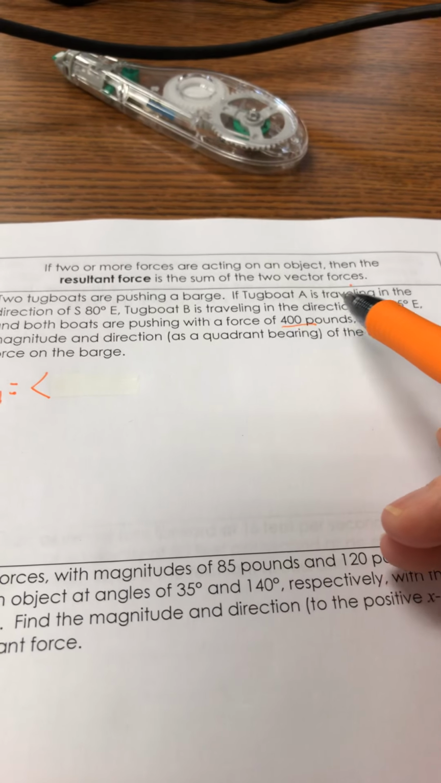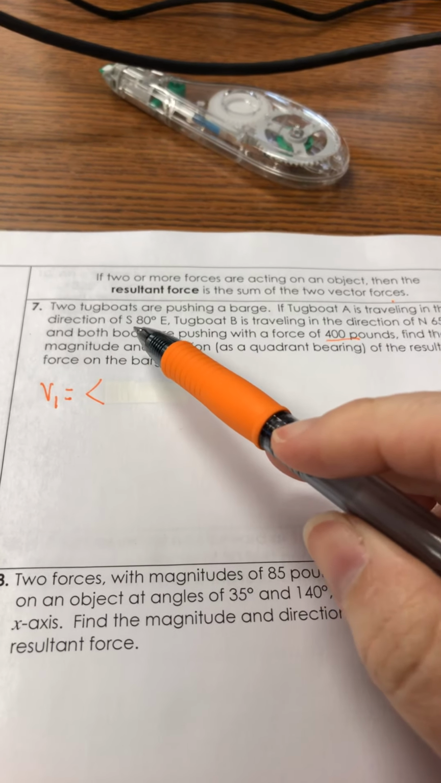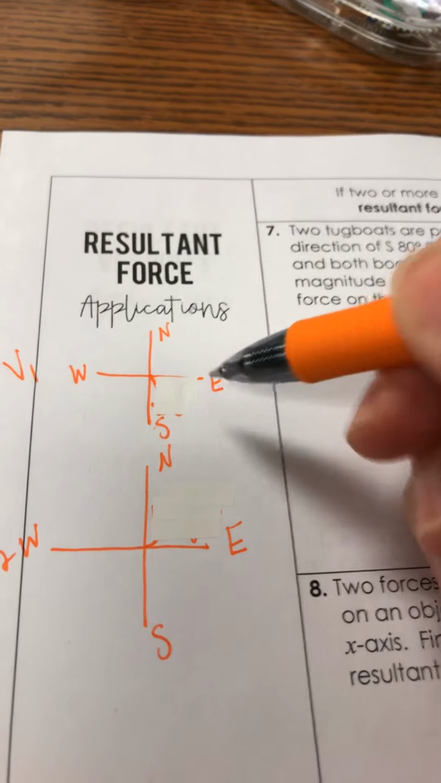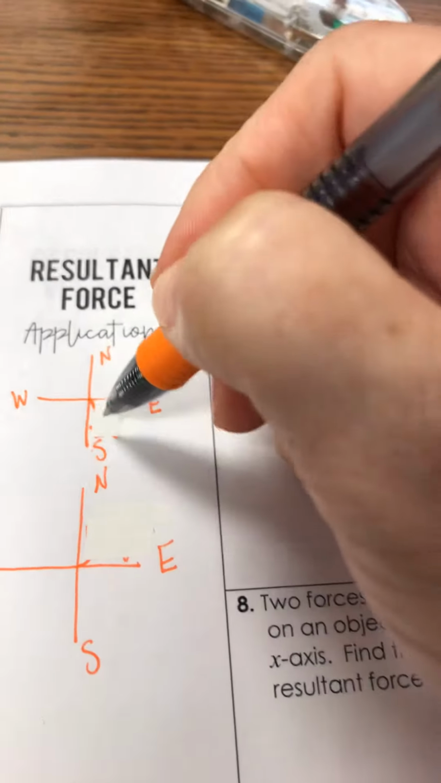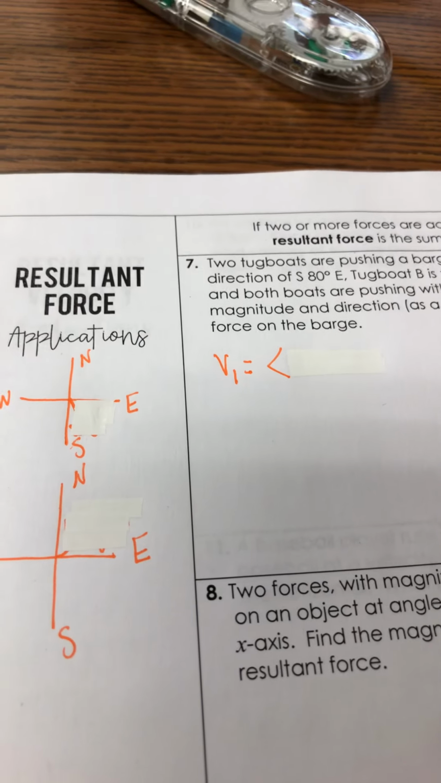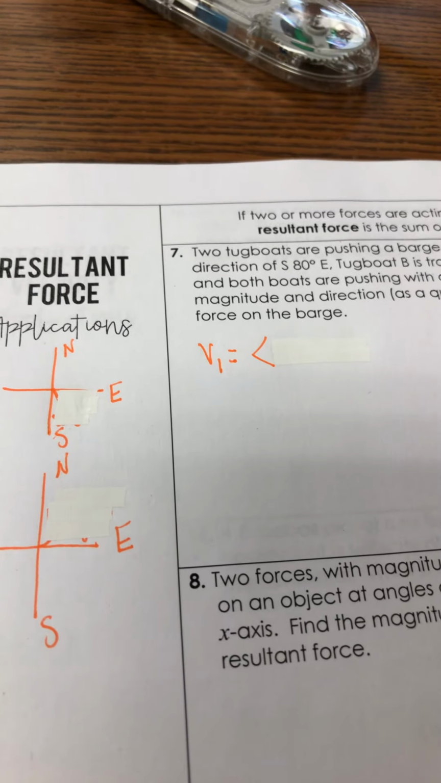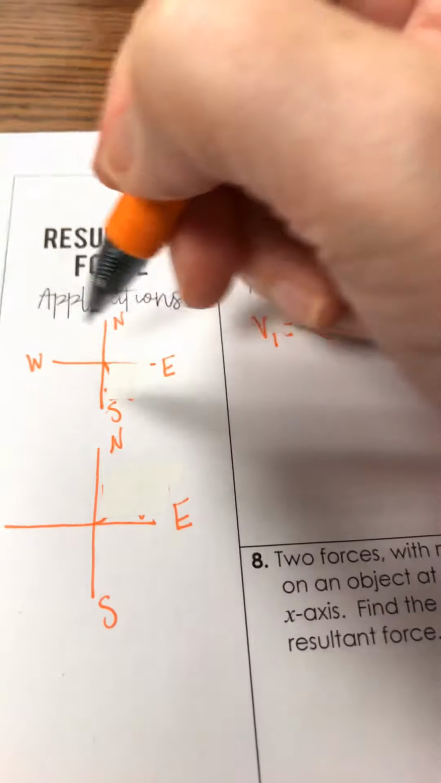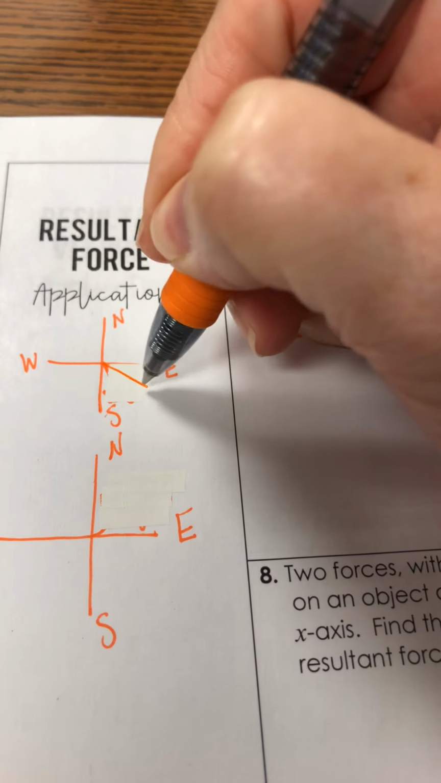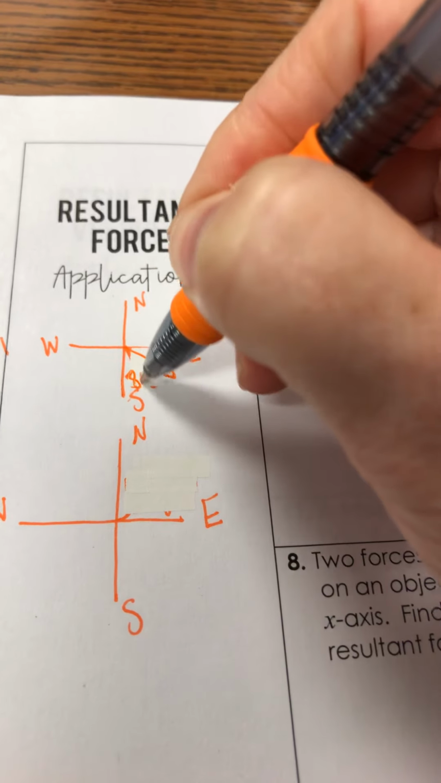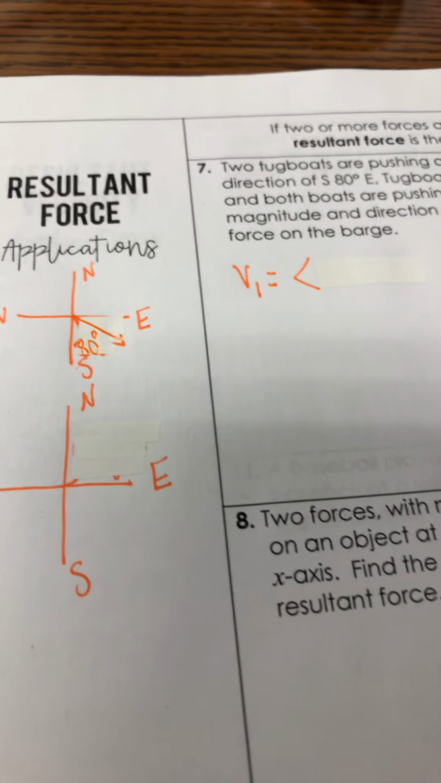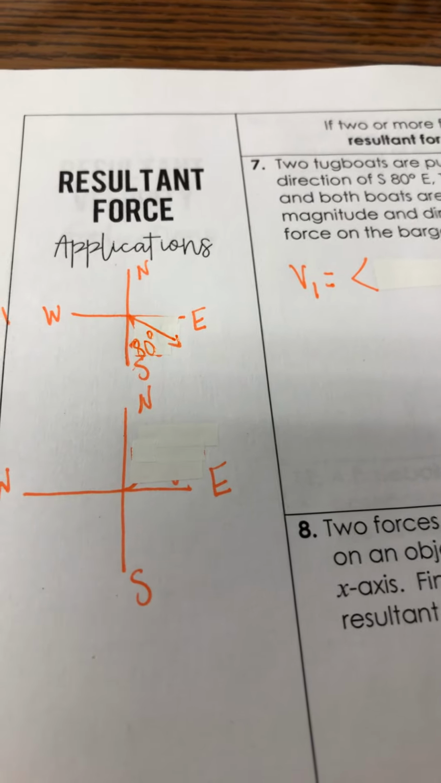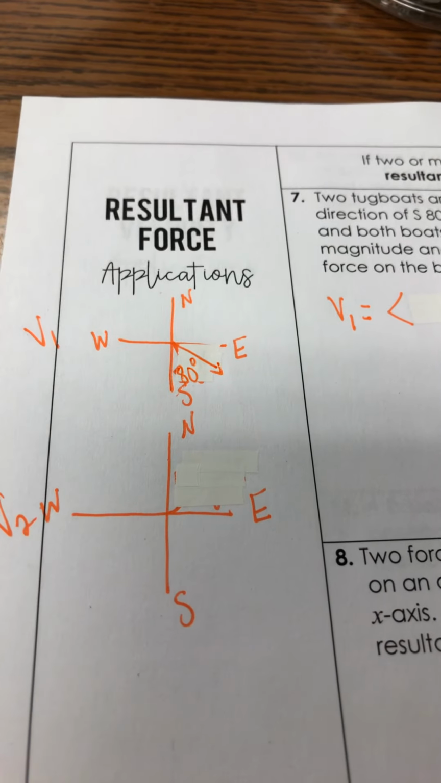Okay, tugboat A is traveling in a direction of south 80 degrees east. So let's go over here. Okay, south and east. Now remember, this is a quadrant bearing, so the angle that you're given is going to be the acute angle between the vector and the y-axis. So 80-degree angle right here. Okay, and we're in the 4th quadrant because we're south 80 degrees east.